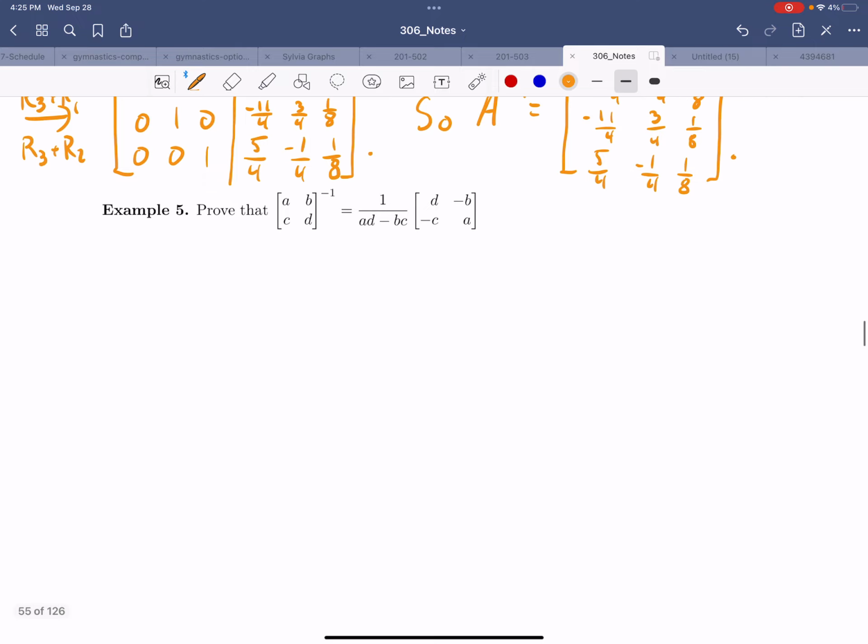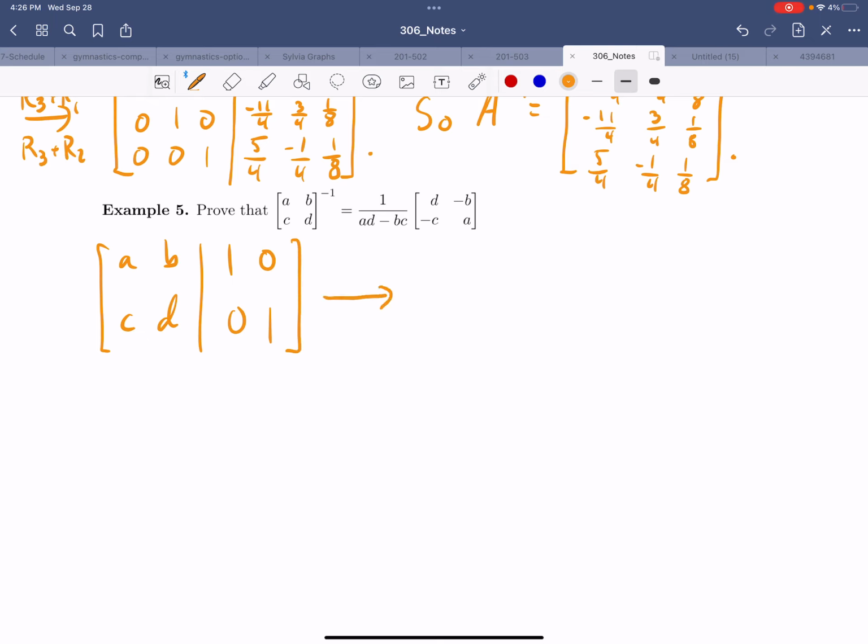Next up, let's show that the inverse of this matrix is this. Remember, we saw this on exam 1. Let's see how this works out. We're going to do A, B, C, D over here, and the identity matrix over here. So I'm going to break my own rule here.